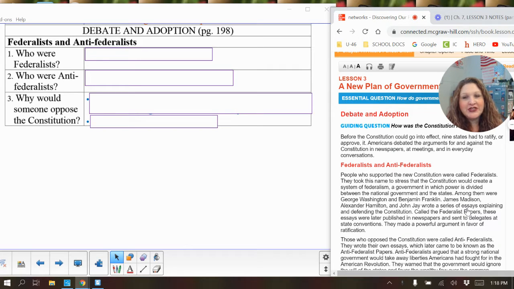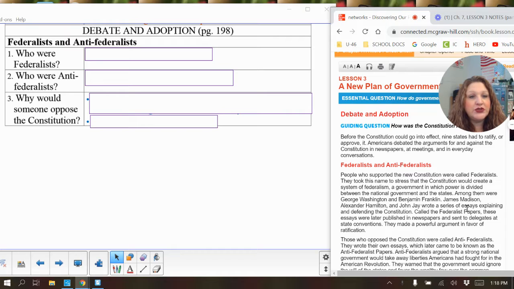Hello students, we are going to continue in on our Chapter 7, Lesson 3 notes, A New Plan of Government. We are beginning at the title Debate and Adoption, and then more specifically under Federalists and Anti-Federalists. So we're looking for definitions to start off with: who were the Federalists, who were the Anti-Federalists. So I will begin reading.